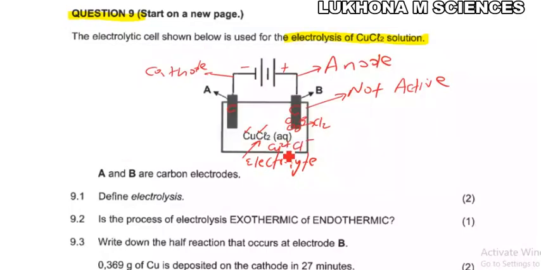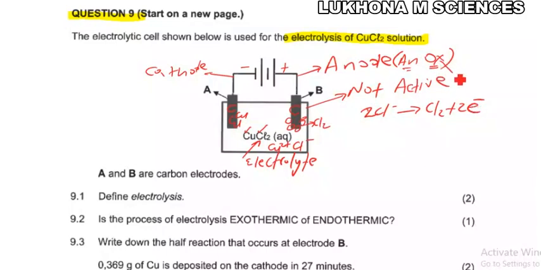Then Cu2+, this one is positive, will go to the negative, which means here we'll have Cu formed there. There will be a brown layer there. Since this one is an anode, we say An Ox, which means oxidation will take place here. Therefore we'll have 2Cl- forming Cl2 plus 2 electrons. That is the oxidation reaction. That is An Ox.